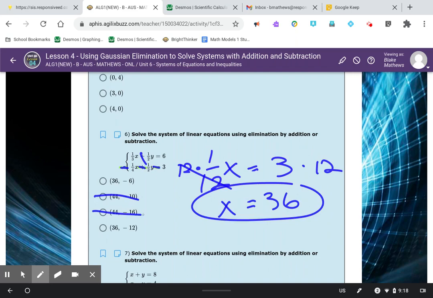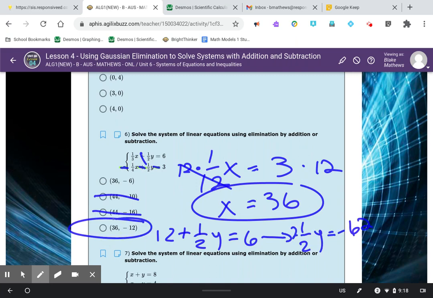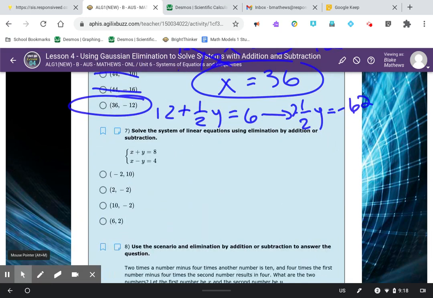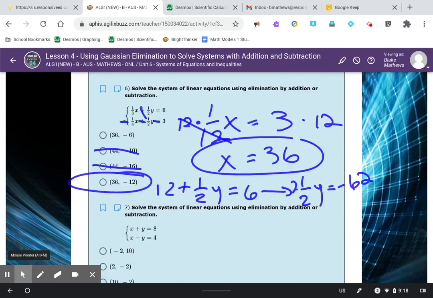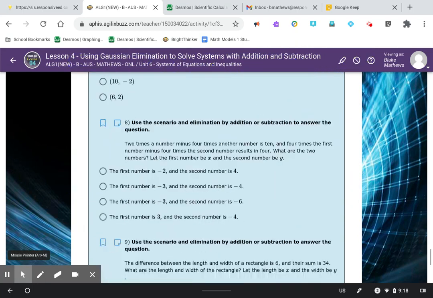If I put 36 in for x in the first equation, I get 12 plus 1/2 y equals 6, which gives me 1/2 y equals negative 6. Times 2 is negative 12. So your answer there is 36 comma negative 12. You're not responsible for the ones that have fractions on these, so don't worry too much about that. Let's hop down. Number 7. So all of the first ones except number 6, you should use the examples I've done to do those.